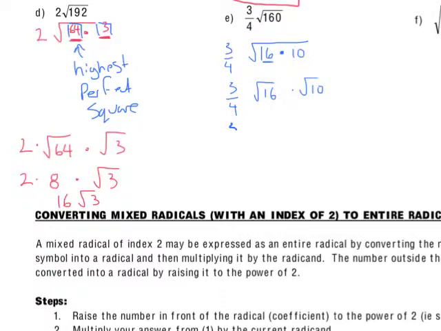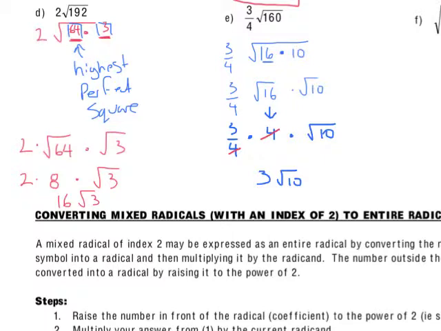Now 3 over 4, again, just drop it down, times the square root of 16, which is 4, times the square root of 10. Well, the square root of 10 is just the square root of 10. We can't simplify it any further. Now here I have 3 divided by 4 times 4. Well, I can see that the 4's are going to cancel out here, and I'm just left with 3 root 10.